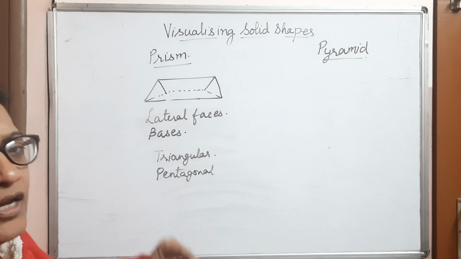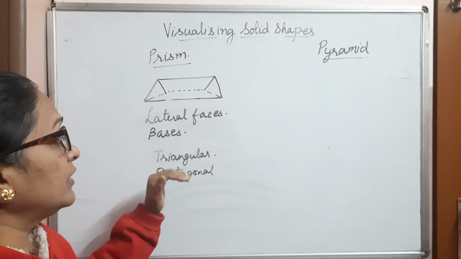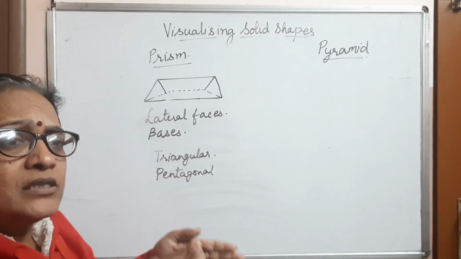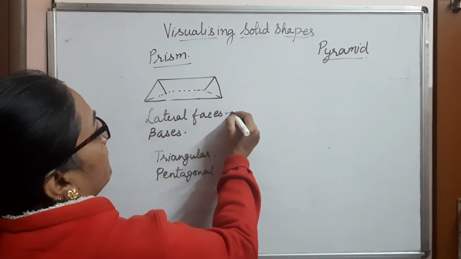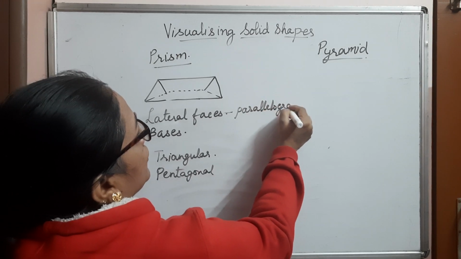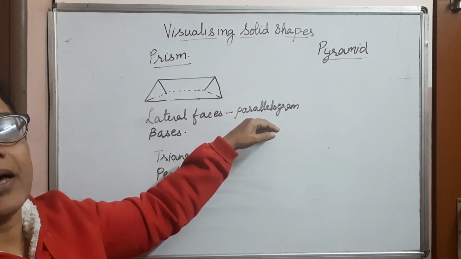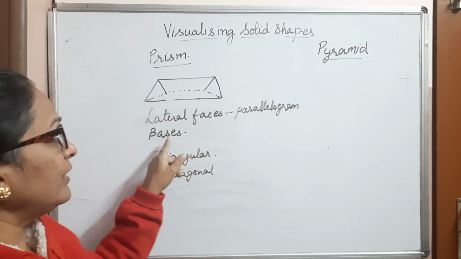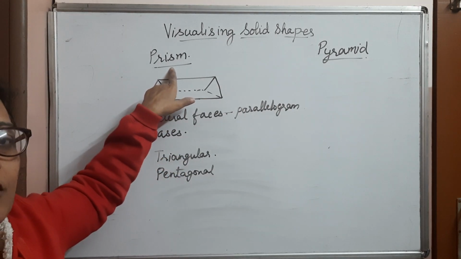If the base is pentagonal, that is having 5 sides, then it will be named a pentagonal prism. And from each side of the base, there will be a parallelogram-shaped face. That is, the lateral faces are in the shape of a parallelogram, which has opposite sides parallel and equal. And on the basis of the base, the name of the prism is given.